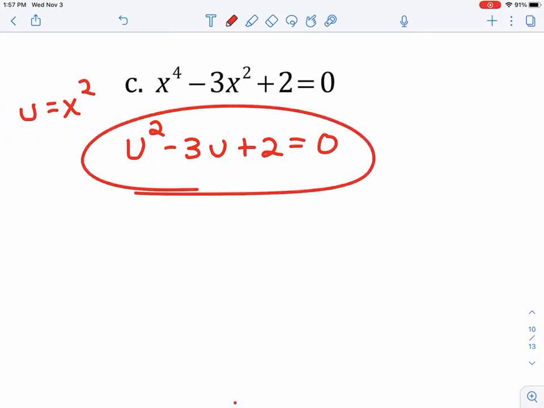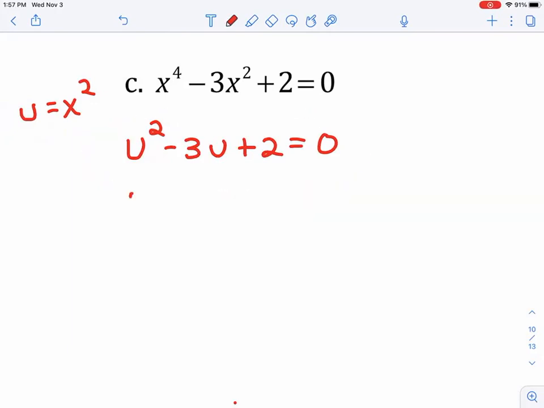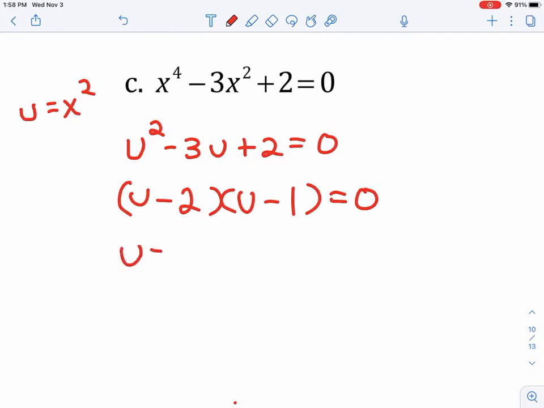If I factor this for u to solve it for u, I would get u minus 2, u minus 1. And so my answers for u would be u equals 2 and u equals 1.